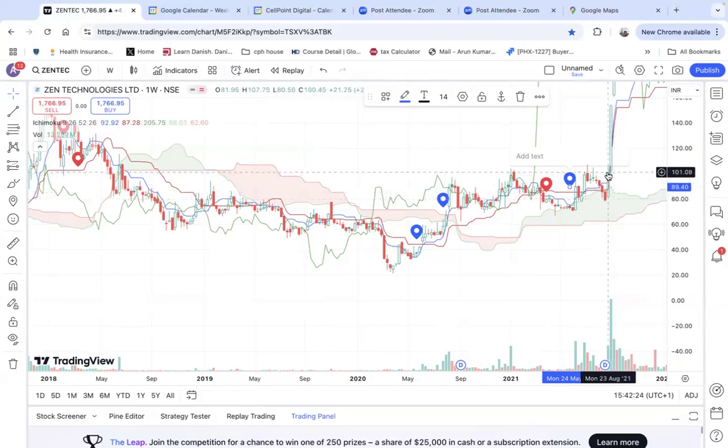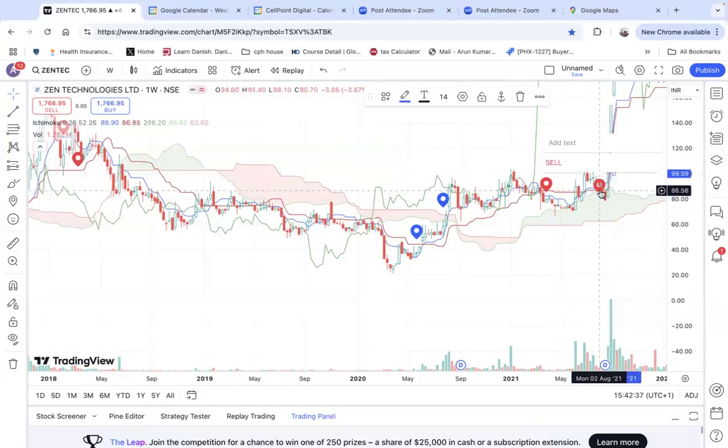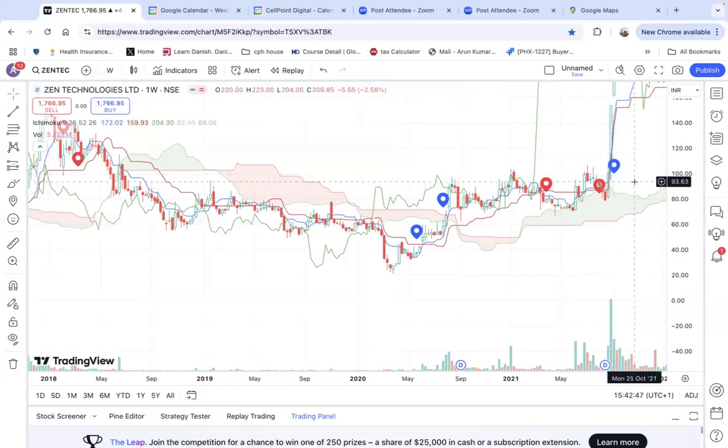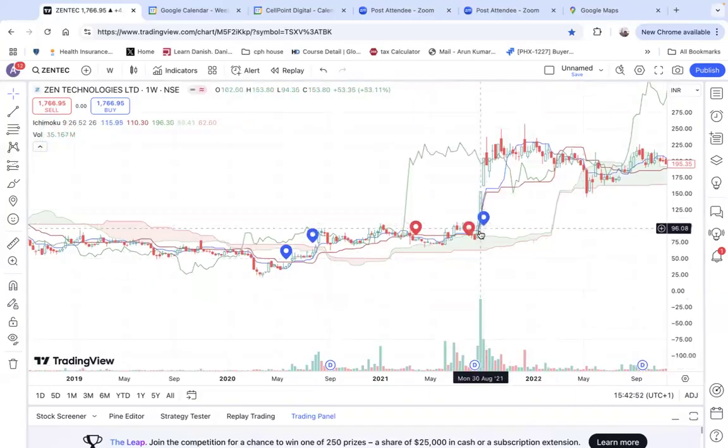Let's say even if you sell by strictly following the rule, I sell here and then again buy here, which is at 99 rupees I buy. So this is at a loss. Here I would have bought at 86 and then I sell it at 83. And then the next week I buy it again at 99 rupees because now it has again broken the cloud. Now let's see how far we can ride this. So I bought at 90.